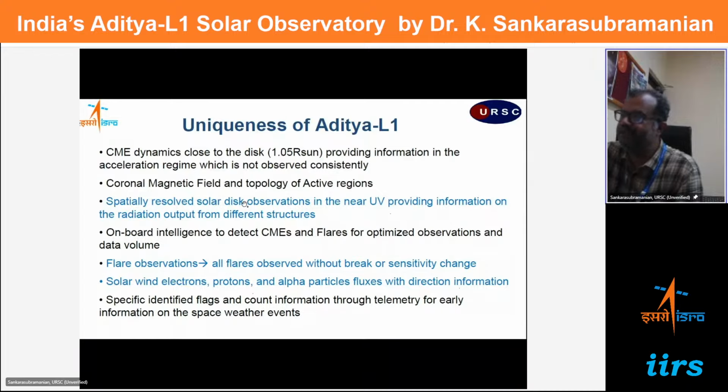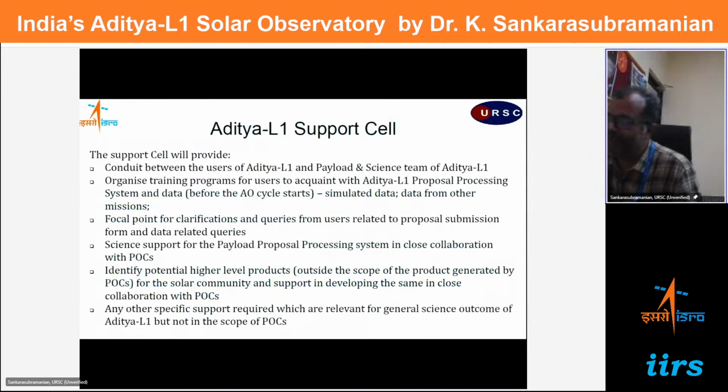And we also have identified flags which can provide information in advance for space weather events. Out of all these objectives, 3 of them are already established, and the performance is nominal. The performance verification of the remaining 4 is currently ongoing, to ensure that all the objectives are met in Aditya-L1. And for you, how can you play a role?